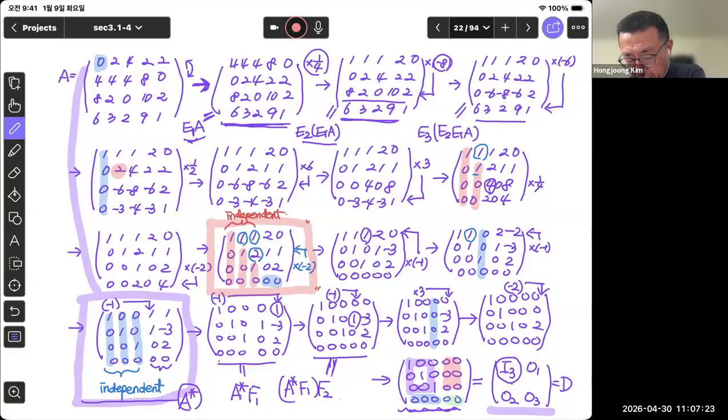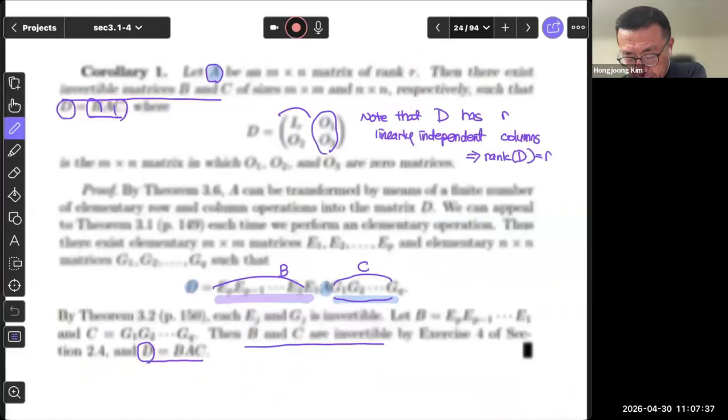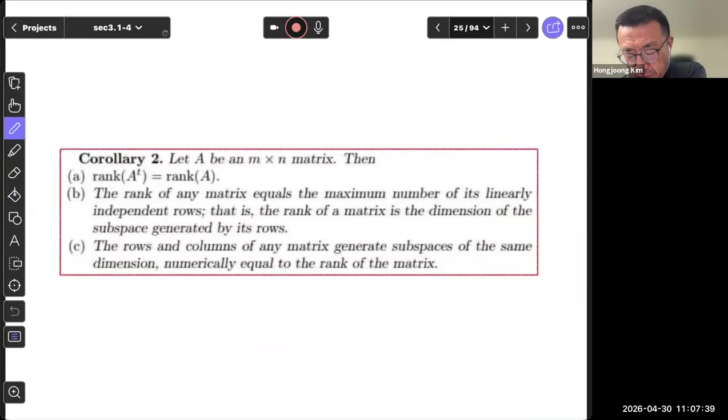But anyway, definitely when I look at A star, you can definitely say the rank is 3, right? So please remember this. So we considered this. Now, the reason why I say that if I look at the matrix in the red box, the rank is 3 is because of this Corollary 2. So let us look at this one.